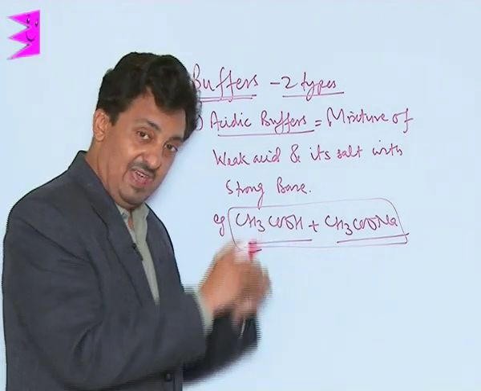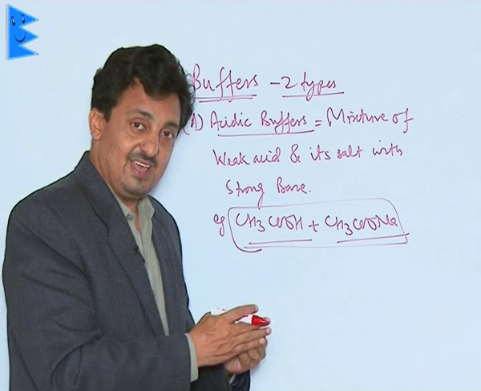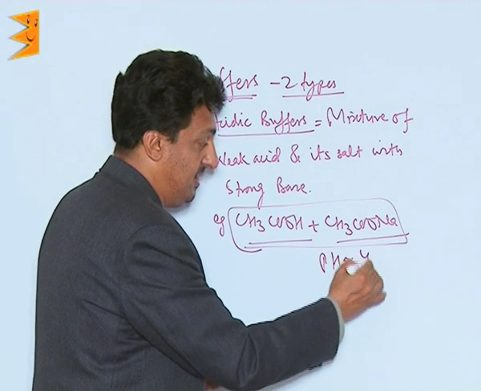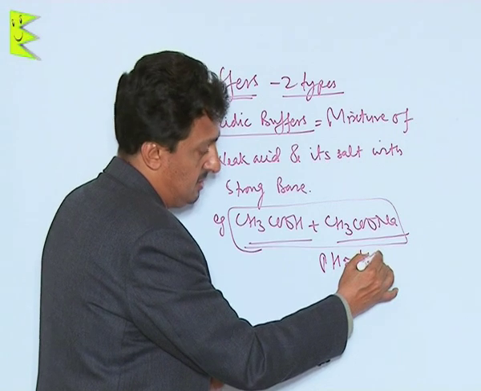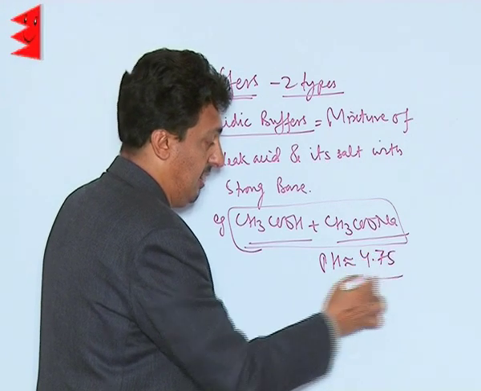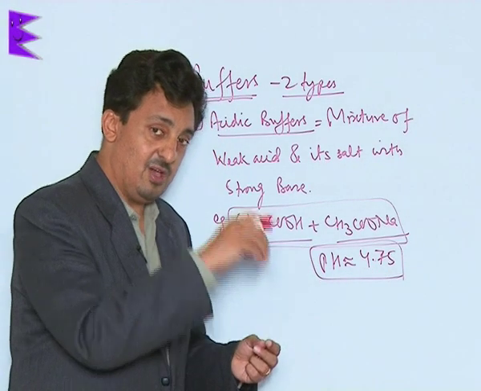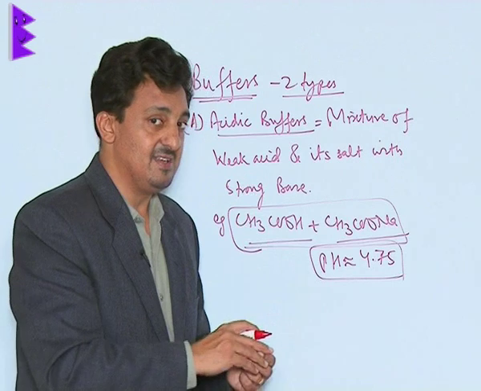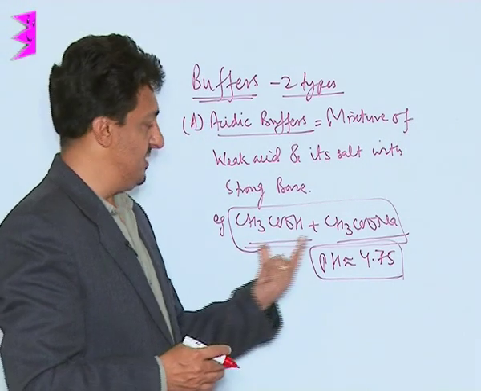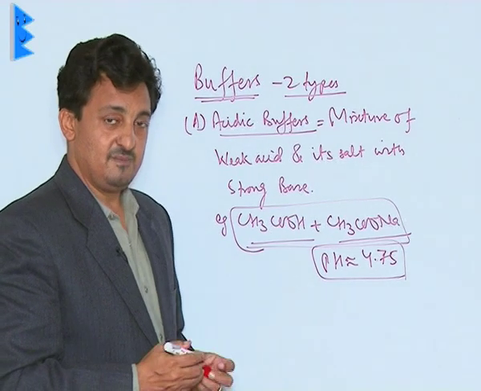Definitely, when these two are mixed, since it's an acid, the medium will be acidic, and at and around a pH of 4.75 they form a buffer solution, which, even if a small amount of acid or a base is added, will not allow the pH to be changed. So this is an example of your acidic buffer.